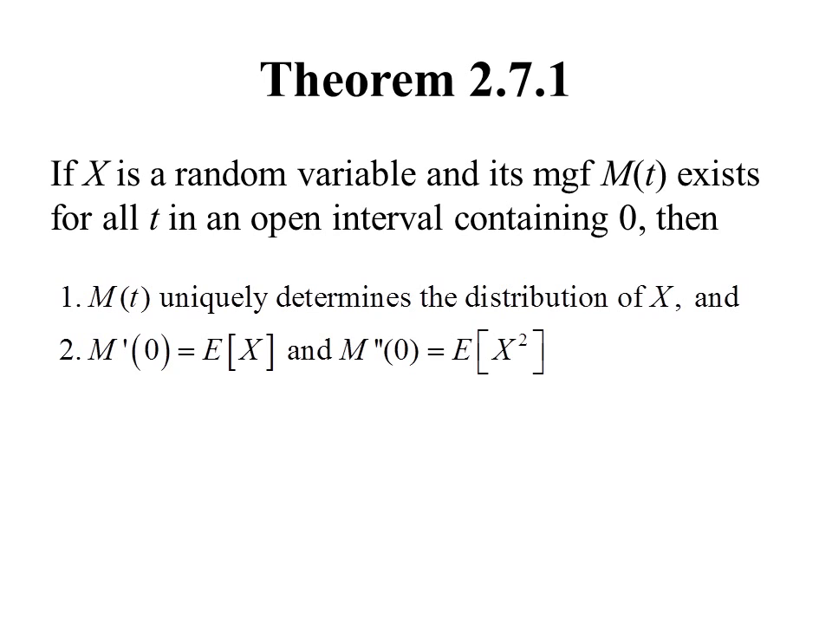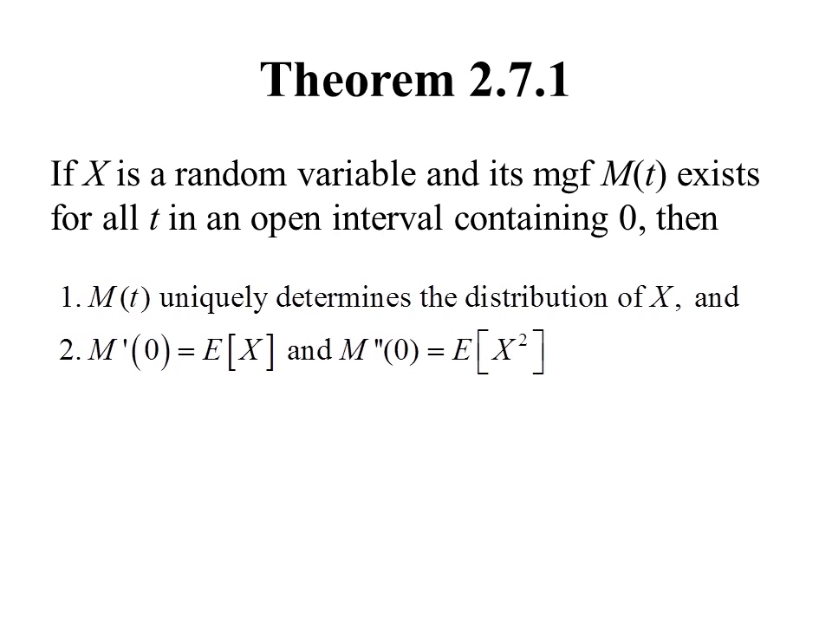So that means that if I know the moment generating function of a random variable, then I can determine its distribution, meaning I can determine if it has a binomial distribution or a hypergeometric distribution or uniform distribution or something like that.